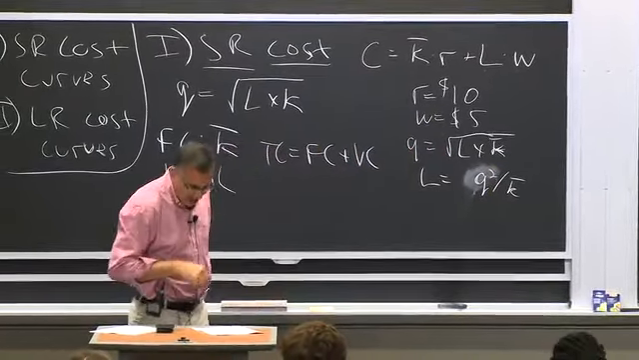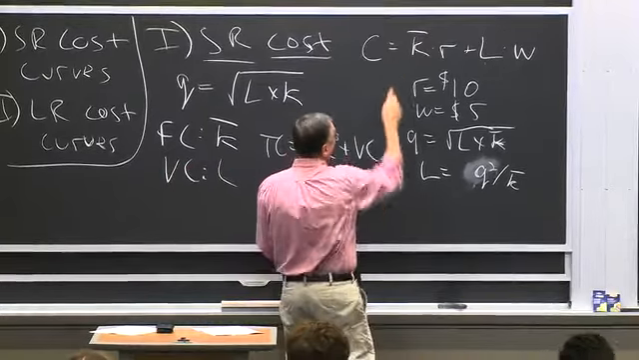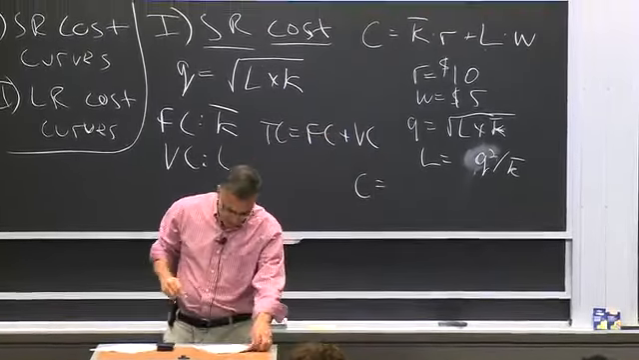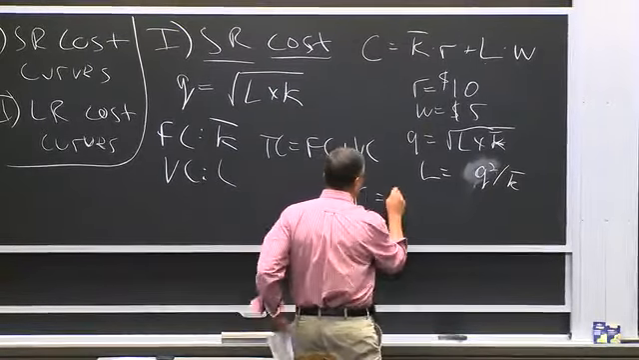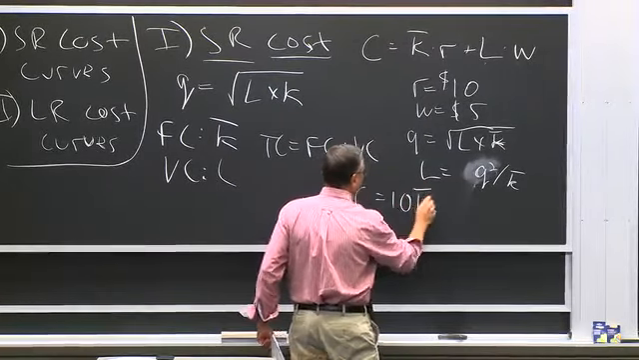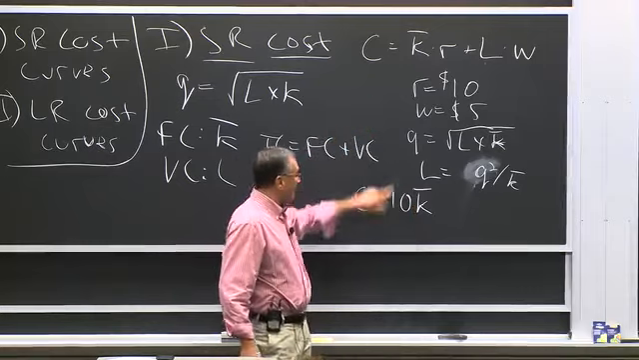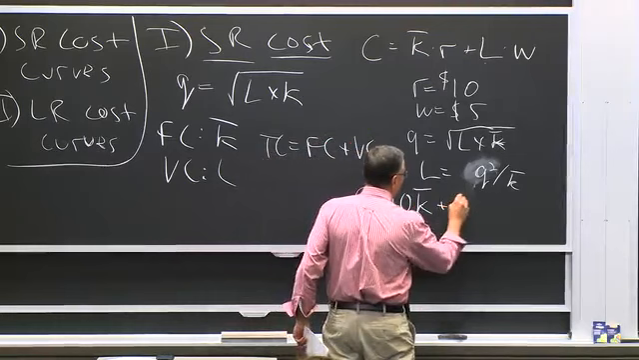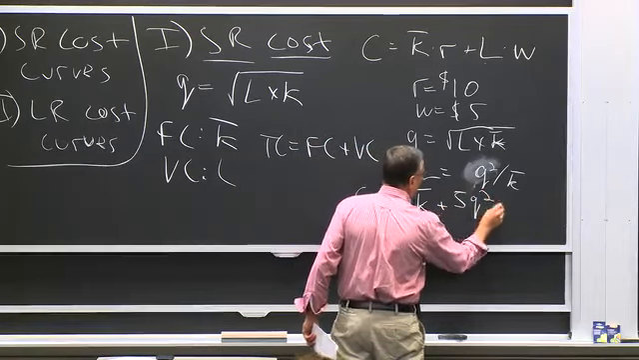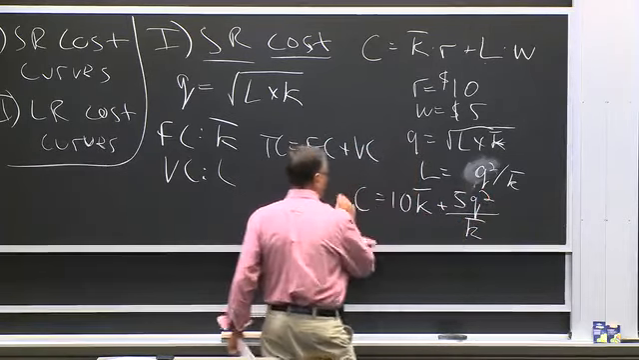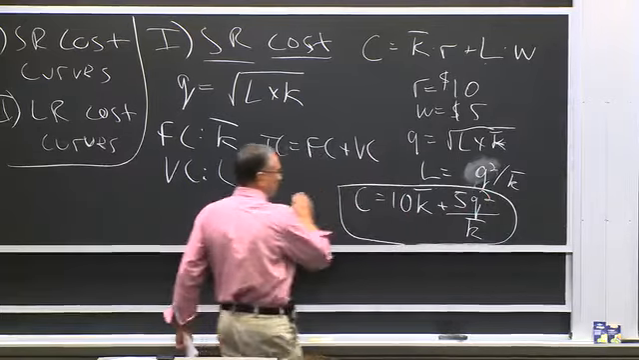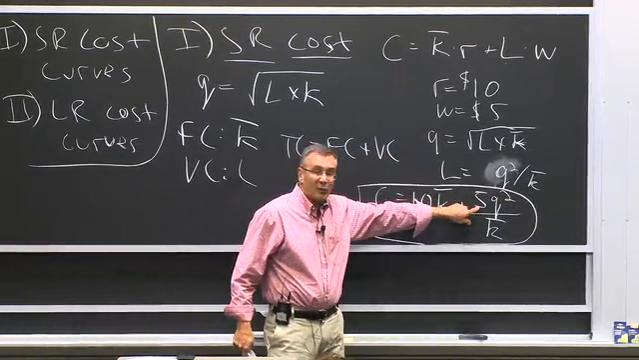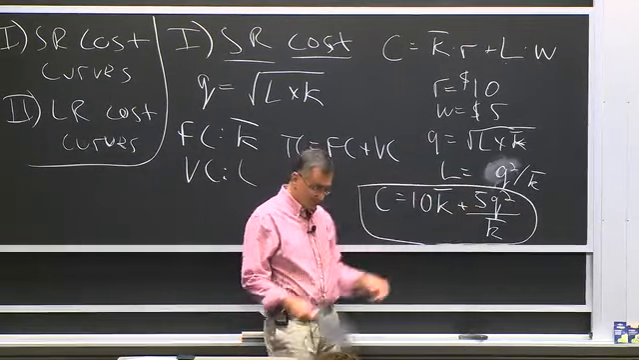Okay? And that means that costs can be written as 10 K bar. The rental rate is 10, and we have K bar amount of capital, plus 5Q squared over K bar. Okay, that's our cost function. I just plugged in for L and multiplied by the wage rate W, which is 5.